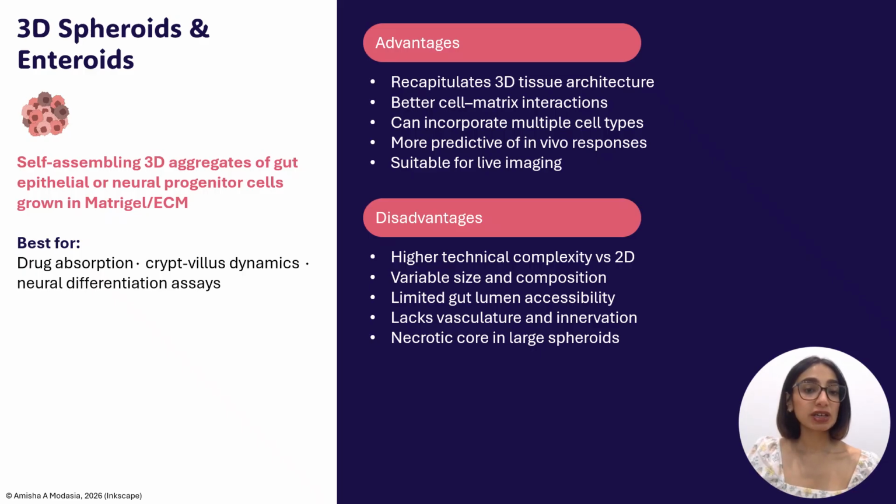However, spheroids are not without frustrations. Size and composition can be variable between experiments. Large spheroids often develop a necrotic core due to limited nutrient diffusion, and accessing the lumen of an enteroid, which is sealed off from the outside, can be technically tricky. These are particularly good models for studying drug absorption, crypt renewal dynamics, and early neural differentiation.